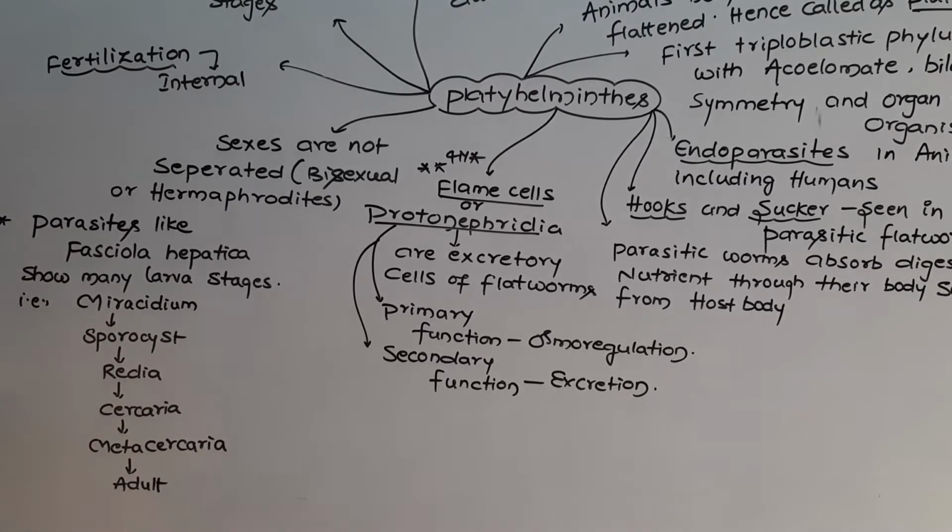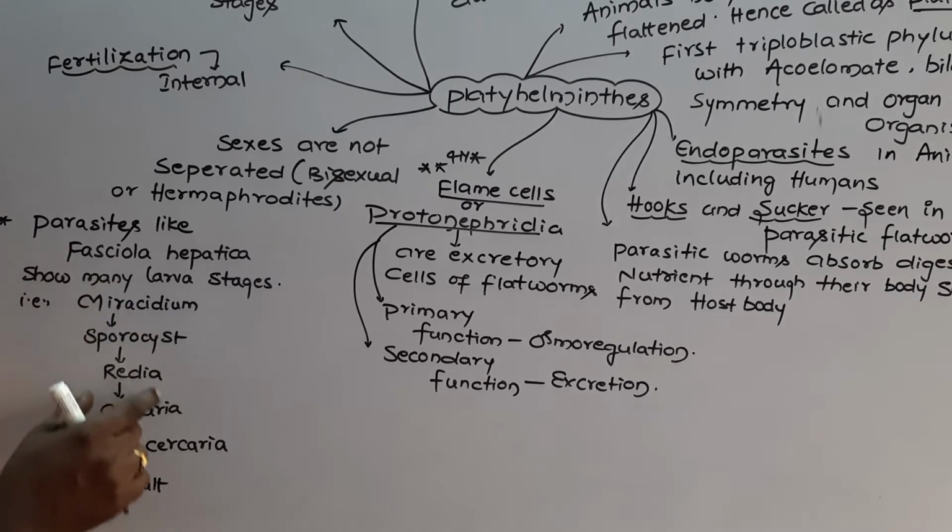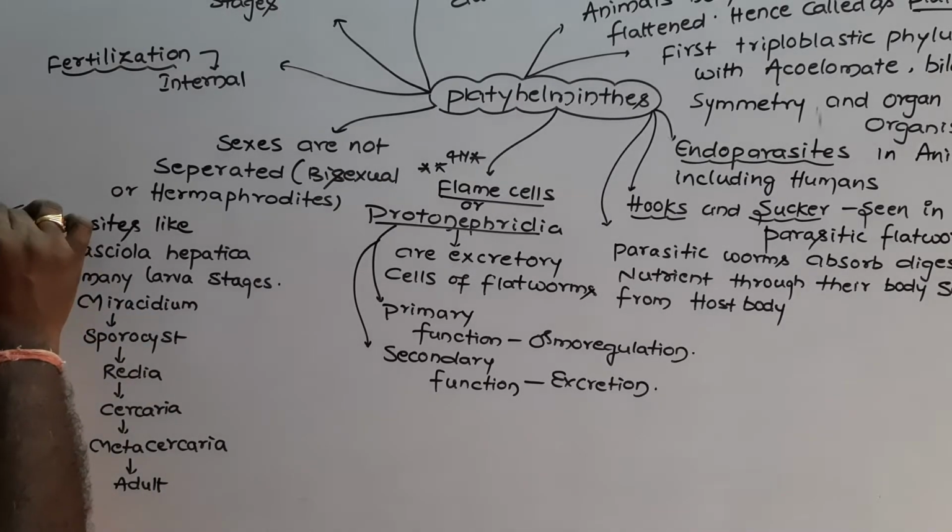So you are saying miracidium, sporocyst, redia, cercaria, metacercaria, and adult. These are the different stages through which the adult form passes, and adult forms are developed through these stages. This is one of the important bits.